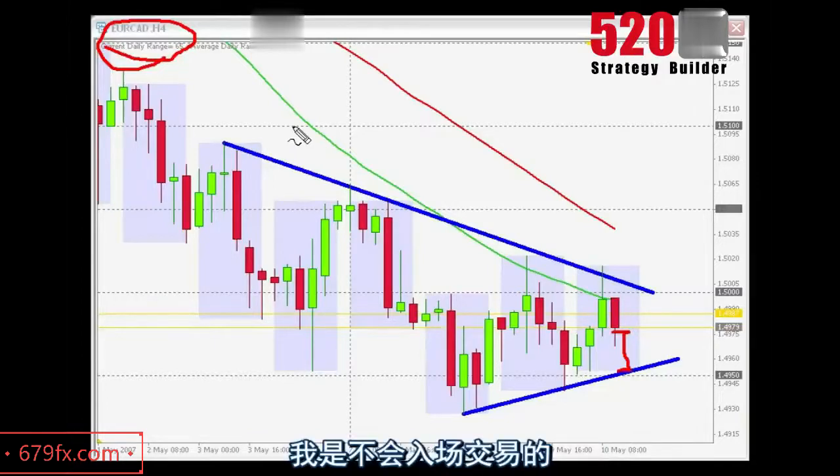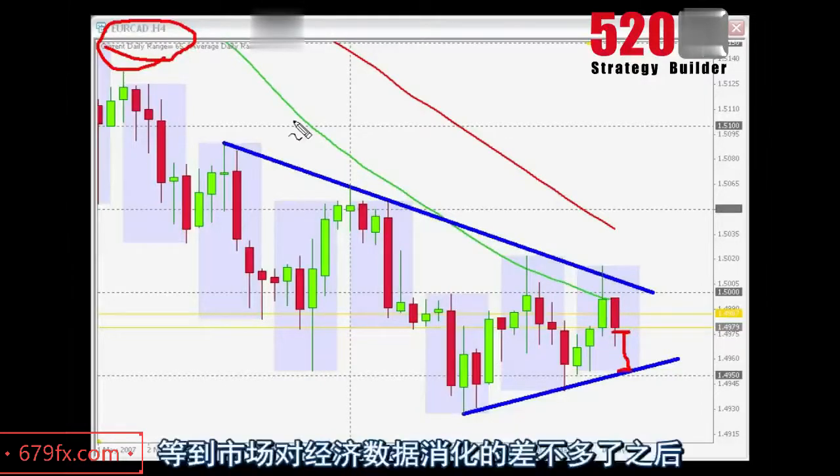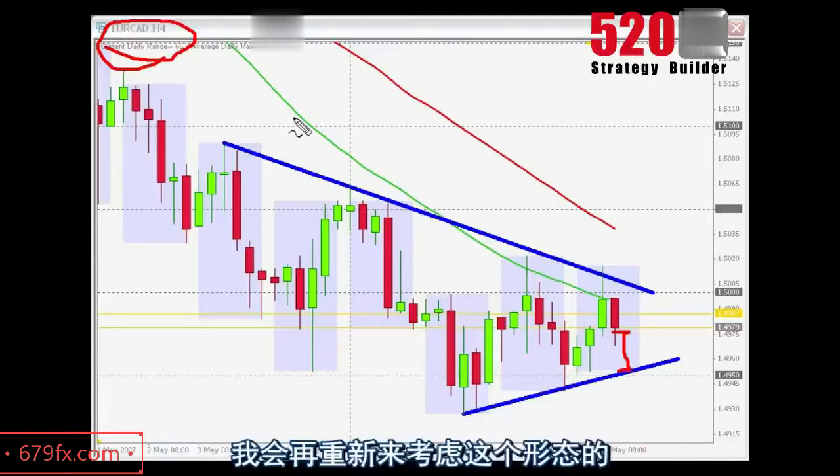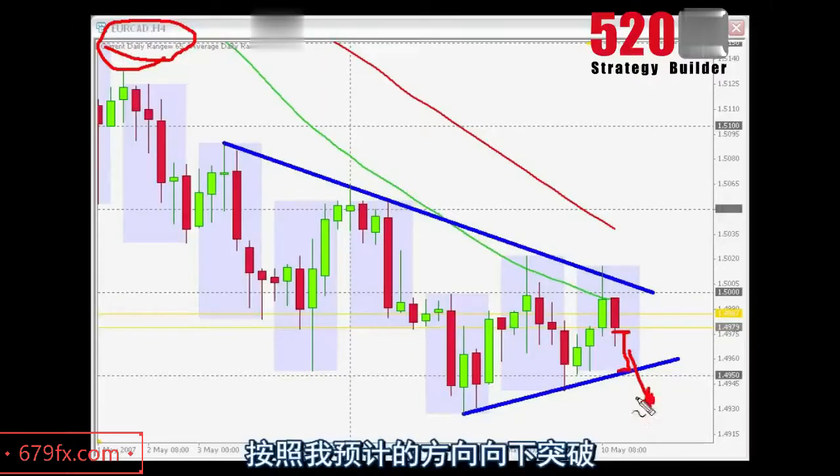I'm going to pause the video and I will keep on updating once the news dust settles a little bit. I will reconsider the situation and see if we finally see that breakout to the downside that I'm hoping for.